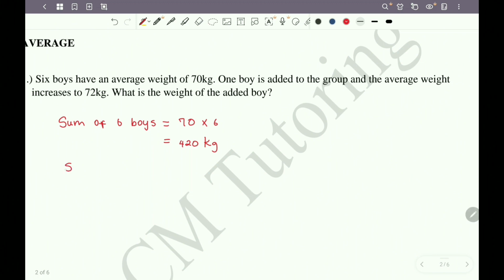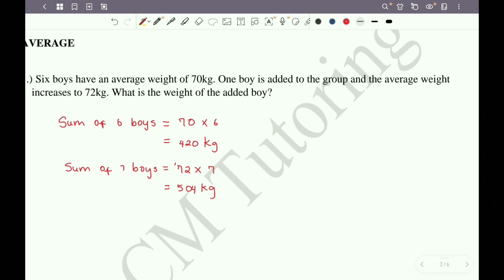So now we have 7 boys with an average of 72 kilograms. So let's actually find out their sum. So the sum of 7 boys, that's going to be 72, the average, multiplied by 7, not 6, 7, because we now have 7 boys. So the sum before was 420 kilograms. Now let's take a look at what the sum is. We have 2 times 7 is 14, carry the 1, and 7 times 7 is 49, and 1 is 50. So our sum before was 420, and our sum now is 504.